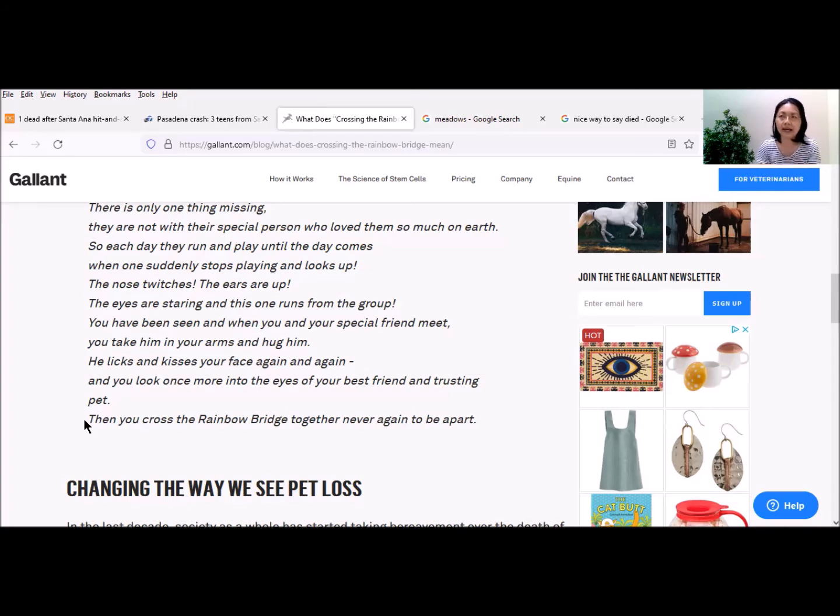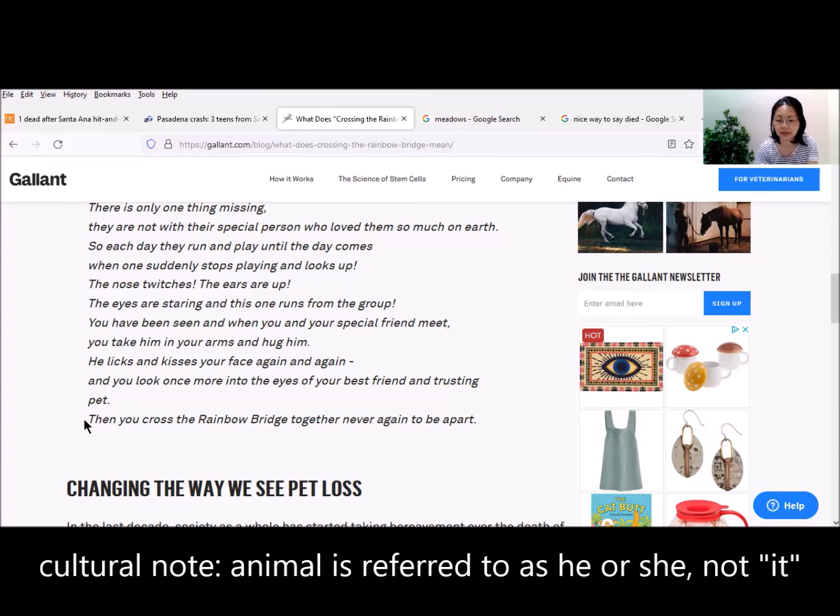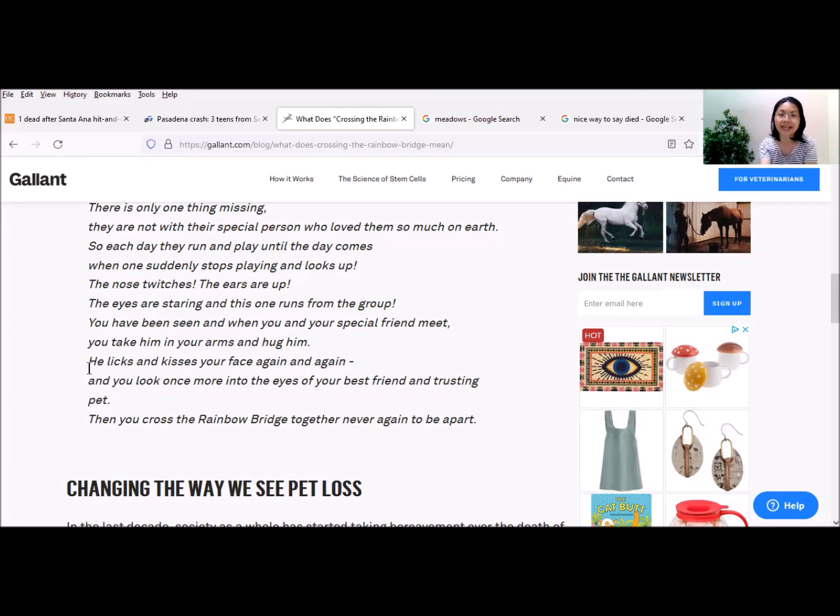Notice one thing here: it's very common in American culture to refer to animals or pets as he or she. So rather than calling it a thing, typically there's a gender or a name given to animals. That's why in this poem you see the word he. So that's something to keep in mind. It's just one of those cultural differences, because I know in some countries, people usually see animals as an object, or it, right? Using the pronoun it.